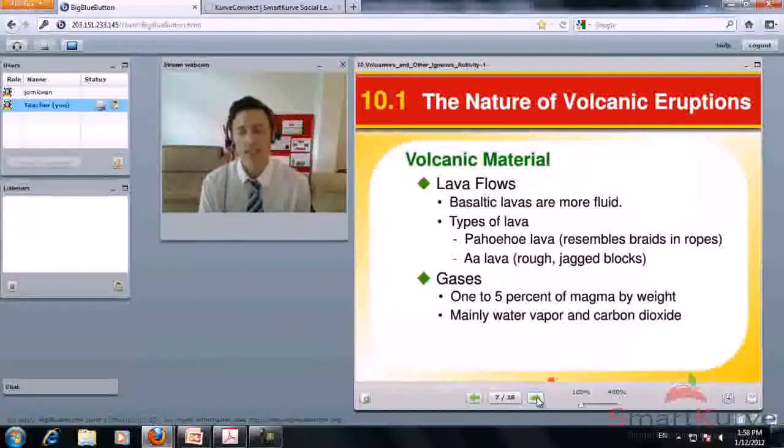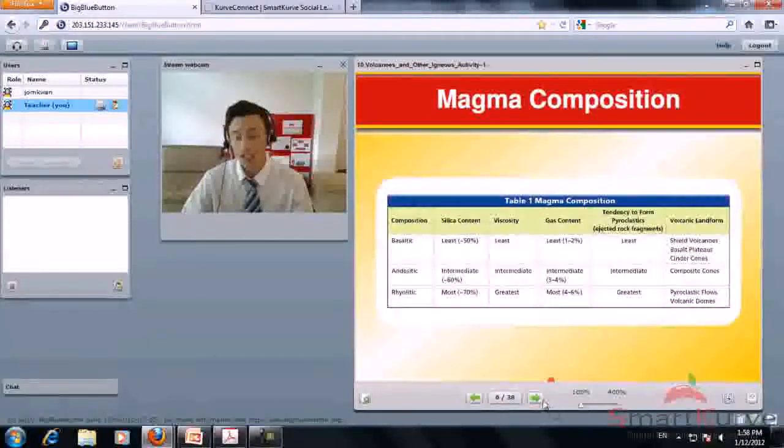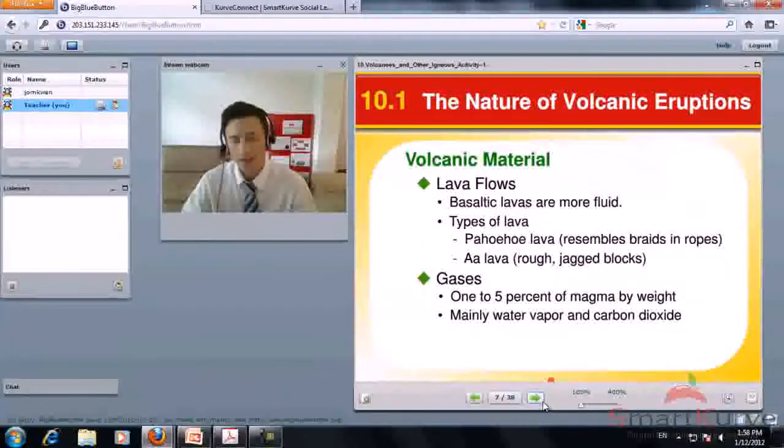Here we go. On slide 7, look at our lava flows. Basaltic lavas are more fluid. Right, they're more low viscosity. Those basaltic lavas with lower silicate content, lower viscosity, more fluid. So the eruption is not as violent. That gives us Pahoehoe lava, which looks like braids and ropes, and A'a lava, like rough, jagged blocks. We're going to look at pictures of both of these, Pahoehoe and A'a. Both of these are Hawaiian words, by the way.